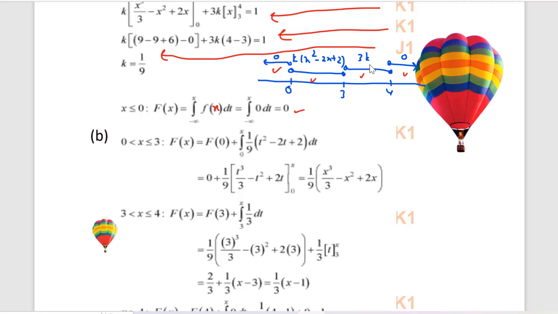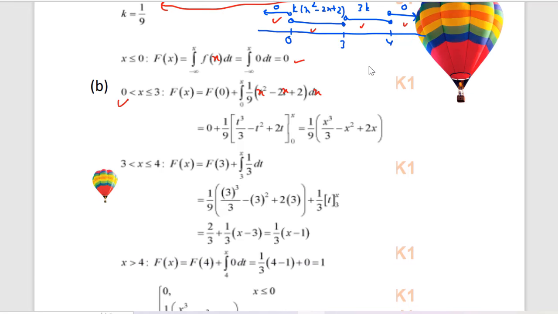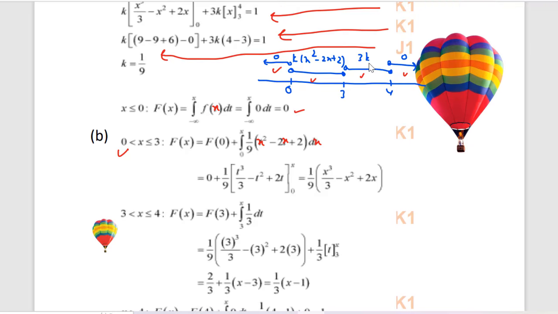Okay, and then our next function, we take the range x in between 0 and 3. So, to get fx, we take f0, plus integrate from 0 to x, the second function, where we replace this k with 1/9. So, this should be x square minus 2x plus 2 integrate with respect to x. So, you integrate this one, and you get the answer 1/9 times x cube over 3 minus x square plus 2x. So, you can get K1 for this step.